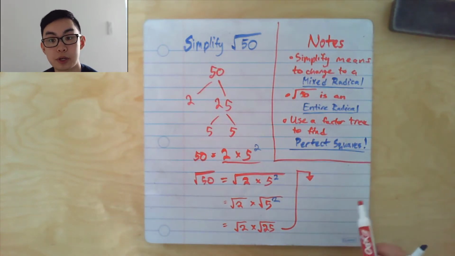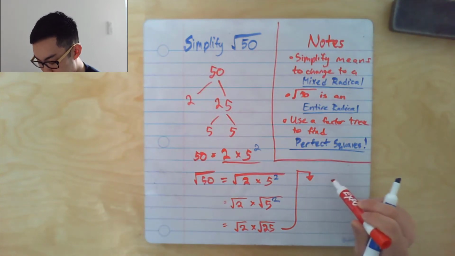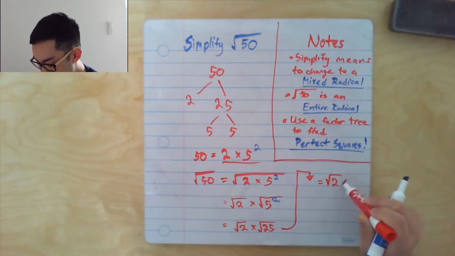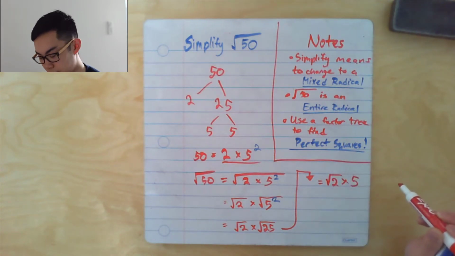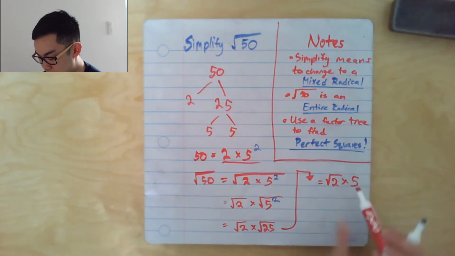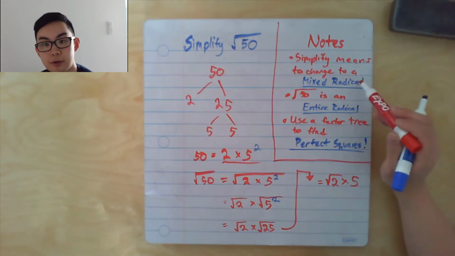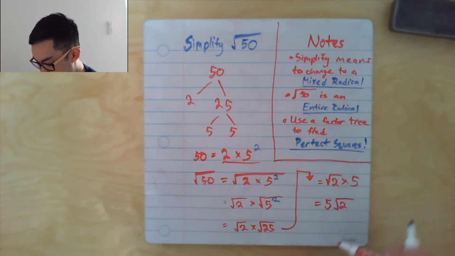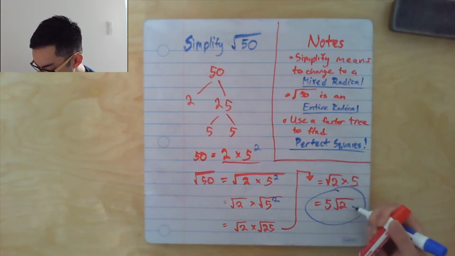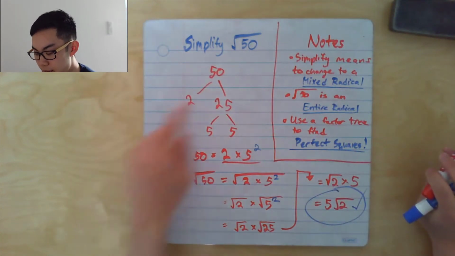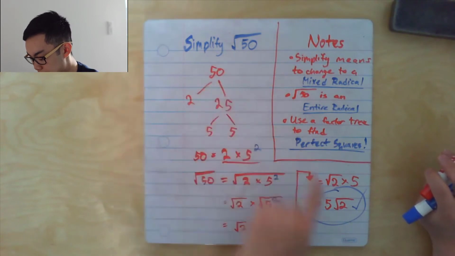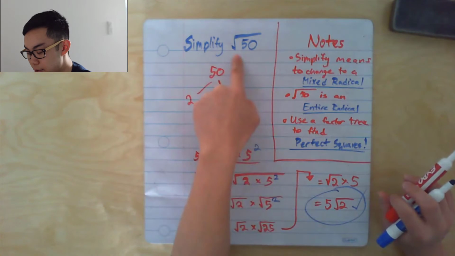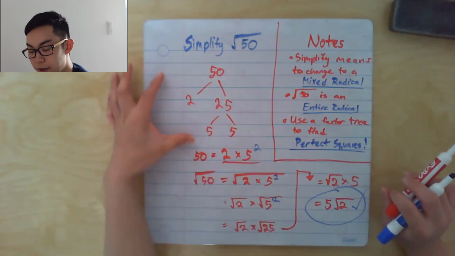Let's continue that over here. The square root of 25 is 5. So I have that this is equal to 5 times the square root of 2. I can just write that as a mixed radical now. So that means I have 5 square root 2, and that is precisely my answer. So what I just did is I turned the square root of 50 into 5 root 2, an entire radical into a mixed radical, by doing a factor tree.